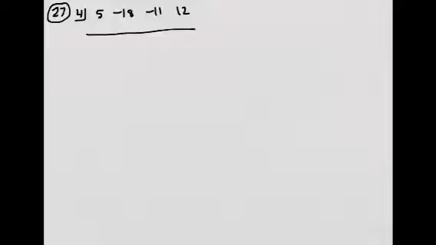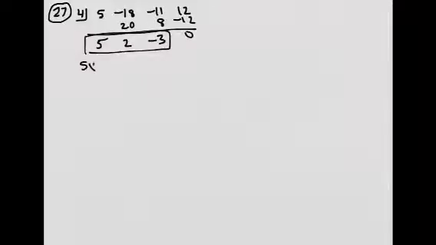So bring down the 5. 5 times 4 is 20. Then this gives you 2. 4 times 2 is 8. Then you combine, you get negative 3. And negative 3 times 4 is negative 12, and you get 0. So what these numbers represent right here is 5x squared, oops, plus 2x minus 3.